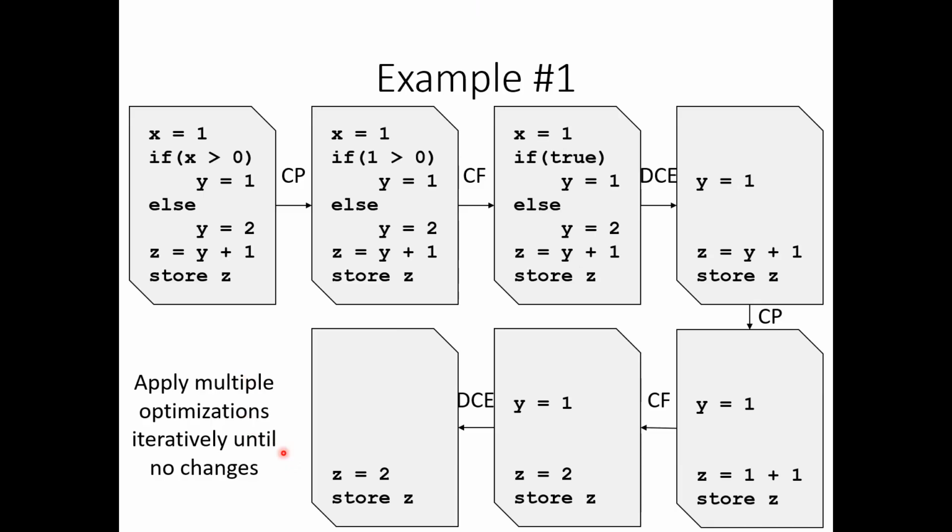So somebody's saying if this was return z, or even if it was store z, yes, I can plug in 2 here and it becomes store 2. It depends on the IR, right? If the IR supports that you return a constant or you store a constant, then yes, you can do it. Okay.